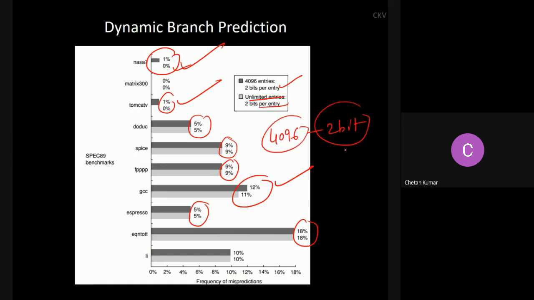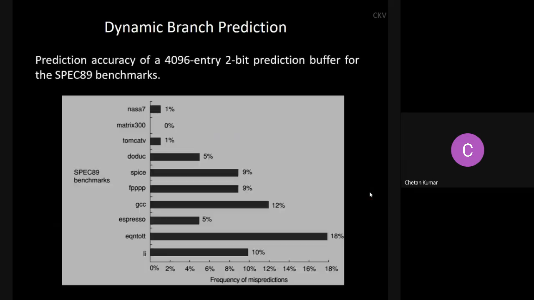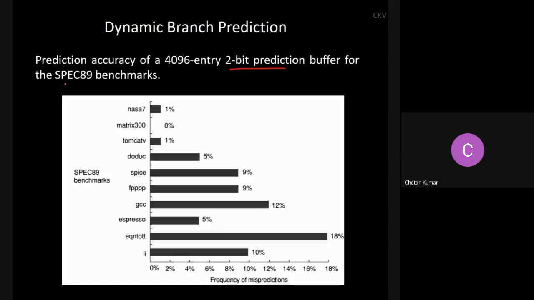Now the question comes whether a 2-bit prediction scheme is enough. Because it is only keeping track of the last 2 outcomes for that particular branch: if it is wrong twice, you change the next prediction. So what they did, they have run another test: prediction accuracy for a 4096 entry 2-bit prediction scheme buffer for the SPEC 89 benchmarks that they have run.